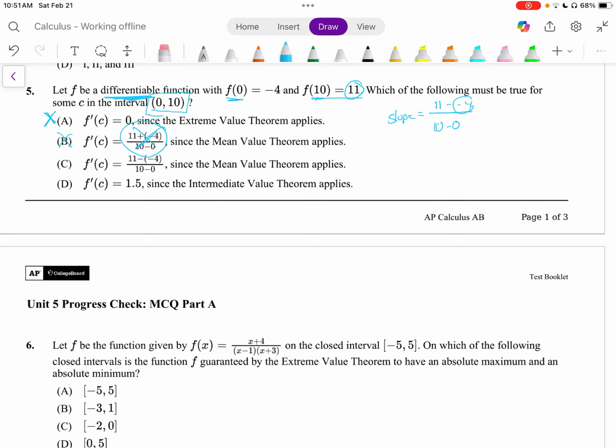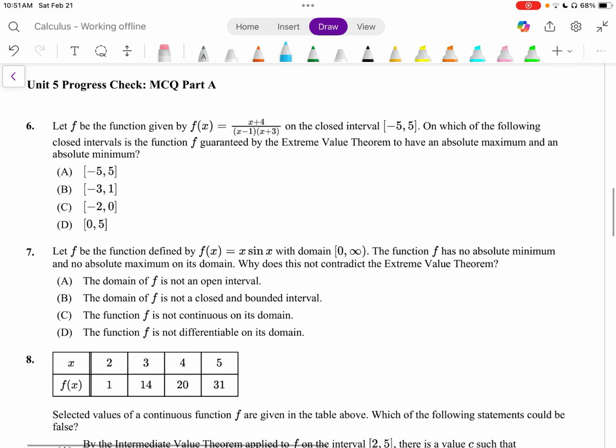Which of the following must be true for some c? Well, there should be a derivative of c that equals the slope, and so it's that one. Down here, number 10 doesn't work because the intermediate value theorem doesn't have to do with the derivative either, so it's not that one. So the answer is C. Moving on to number 6.